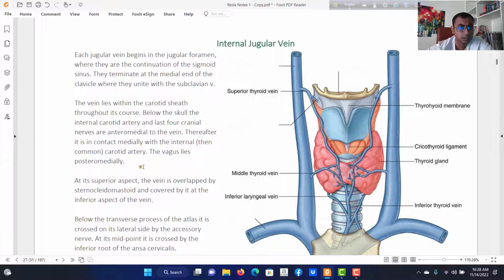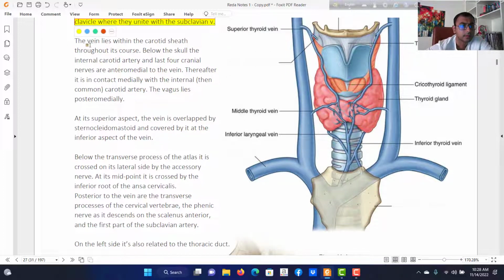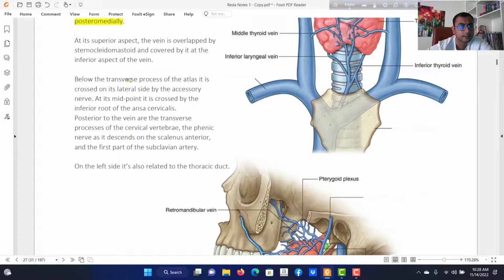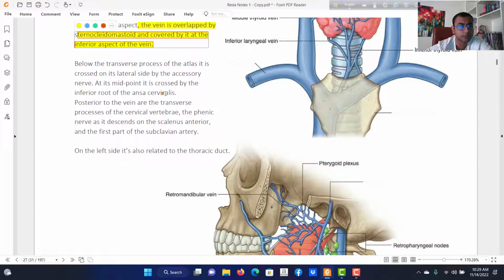Now the internal jugular vein. Each jugular vein begins at the jugular foramen, where it is a continuation of the sigmoid sinus. It unites with the subclavian vein behind the medial end of the clavicle. The subclavian vein is the draining point. The vein lies in the carotid sheath below the skull. The internal carotid lies posteromedially. The vein is overlapped by the sternocleidomastoid and covered by it at its inferior aspect.